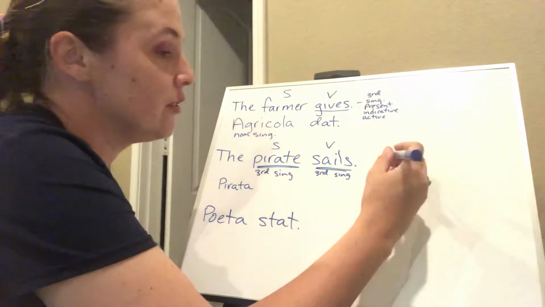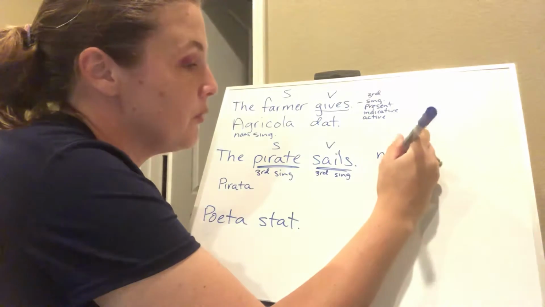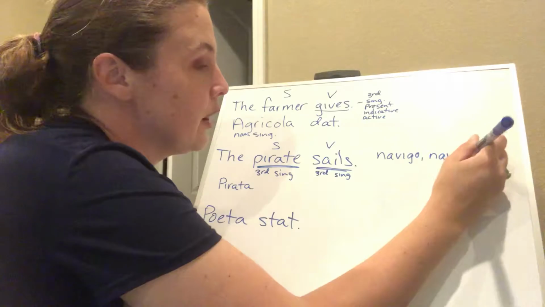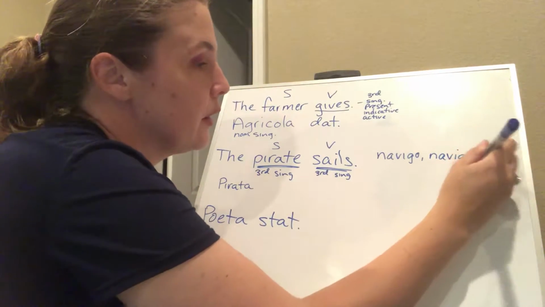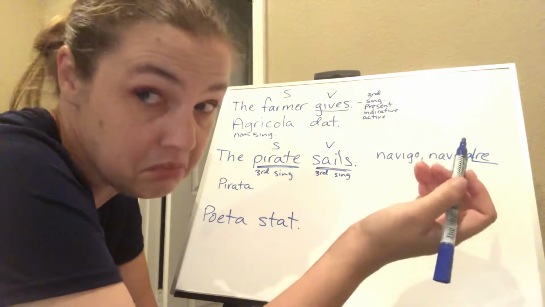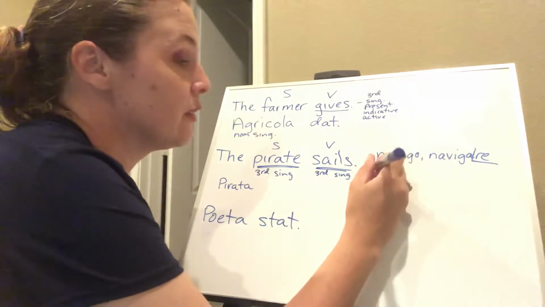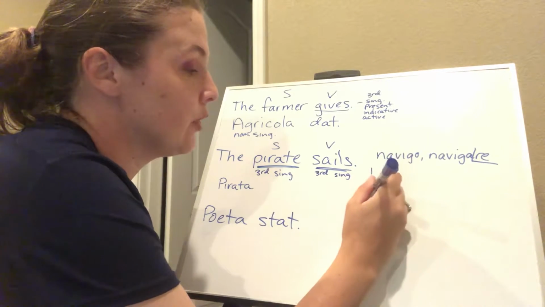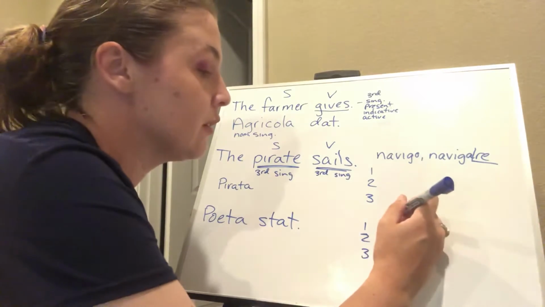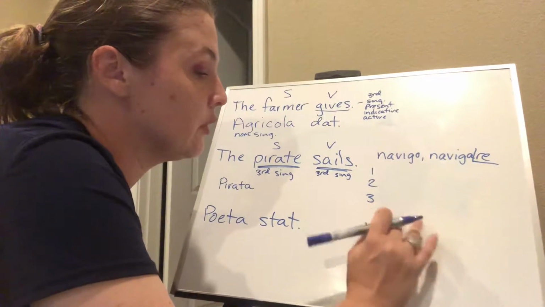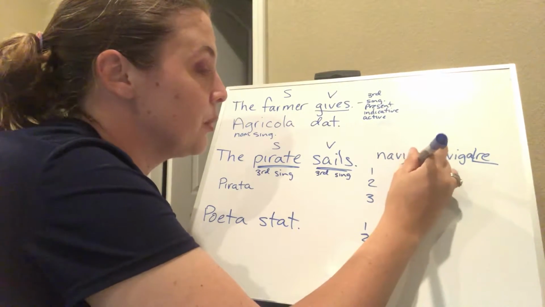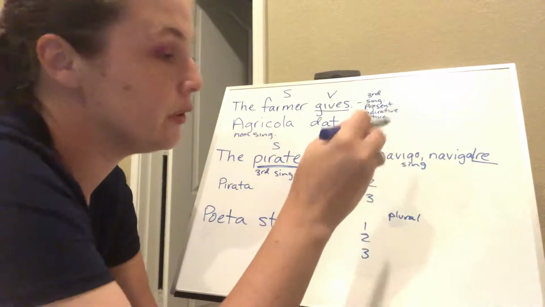Now, sails comes from navigo, navigare. We get words like navigate, navigation. Okay, all right. So, first, second, third. I'm going to do first, second, third down here. This is going to be a disaster if I can't write. Plural, singular up here.